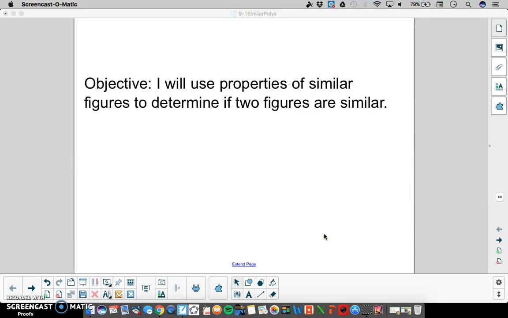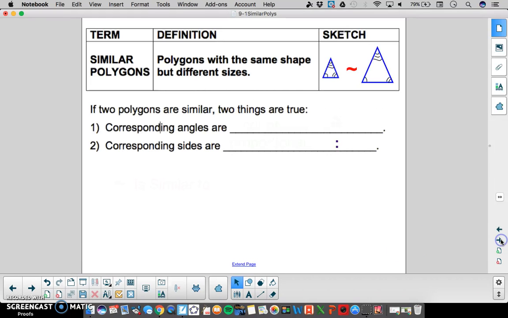In this video, we're going to use properties of similar figures to determine if two figures are similar. So first, let's go over what it means for two polygons to be similar. I have a sketch of two similar polygons, and notice this symbol in between them. That symbol means "is similar to." So I say this triangle is similar to this other triangle here.